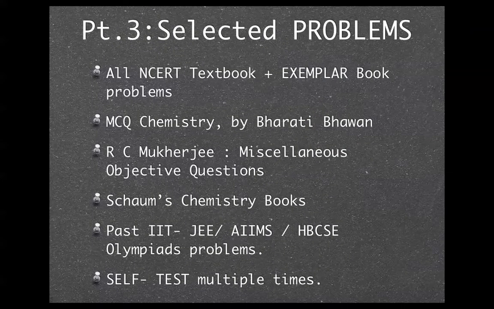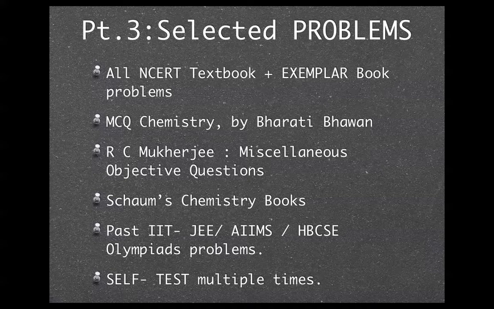Now we arrive at part three, the last part, the selected problems. Our first priority should be to complete the syllabus. So I will recommend, as the first thing, to solve all the problems of the NCERT textbook, and you must also solve the problems of the exemplar book. The exemplar book is pretty important because it is very useful in the JEE Main examination as well as the NEET examination, because CBSE very much refers to these things.